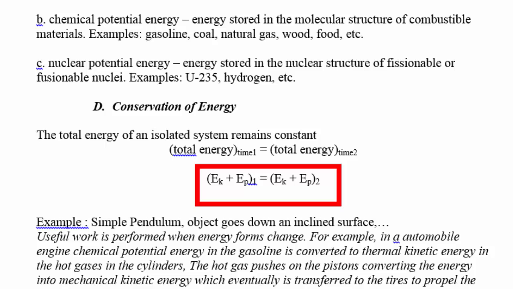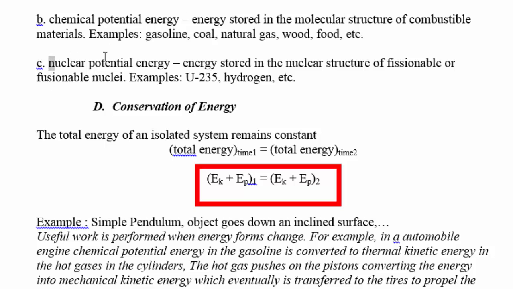The same thing with food. When you digest your food, you are liberating the chemical bonds within the food molecules, and it turns into energy that will give you the ability to perform work. So that's the chemical potential energy, which is energy stored in the chemical bonding, in the molecular structure of chemicals.